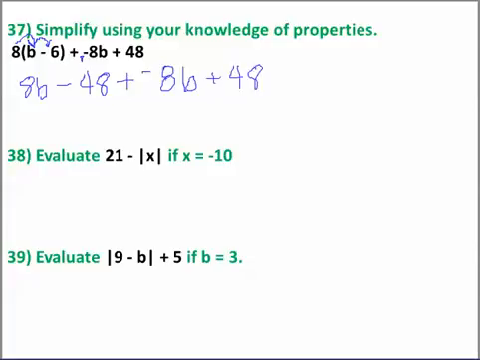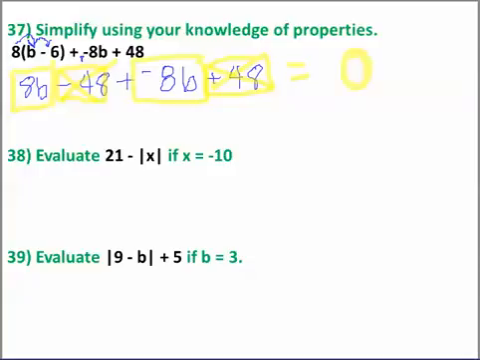Okay, let's try to think about what are like terms. Well, I have a negative 48 here and a positive 48 here. Negative 48 and positive 48 go to 0. Then I see a negative 8b and a positive 8b. So, hey guys, I'm 0. Nothing is left there.